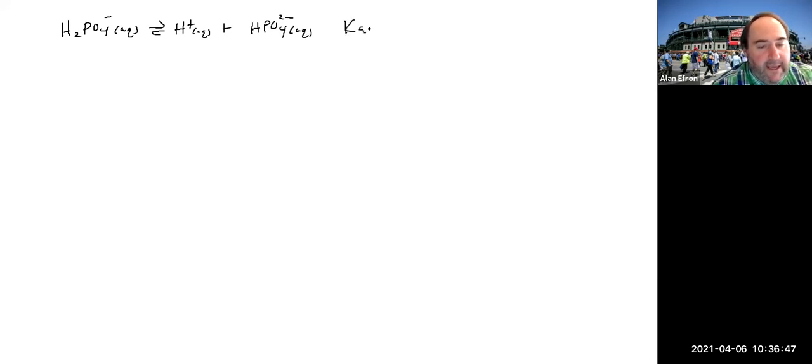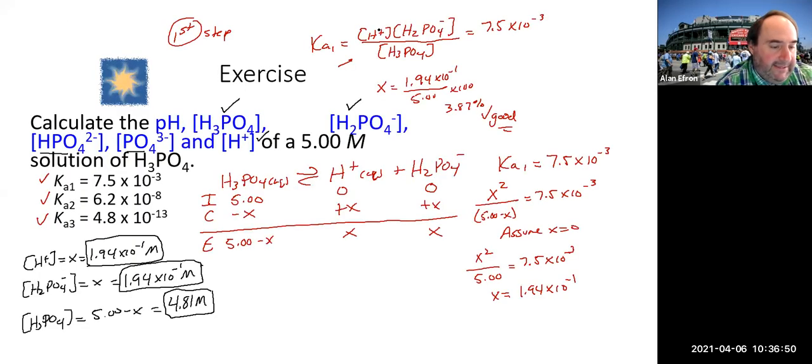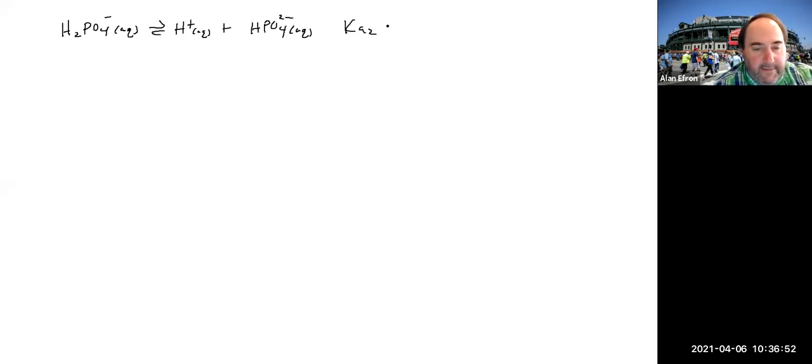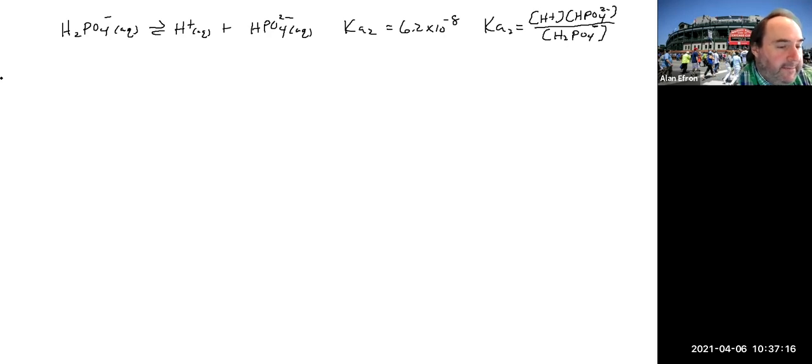This would be our Ka2 value, which if we peek back is 6.2 times 10 to the minus 8. This would be associated with Ka2, which would be our H plus, our HPO4 2 minus, and our H2PO4 minus in this case. So we need to do an ICE table.